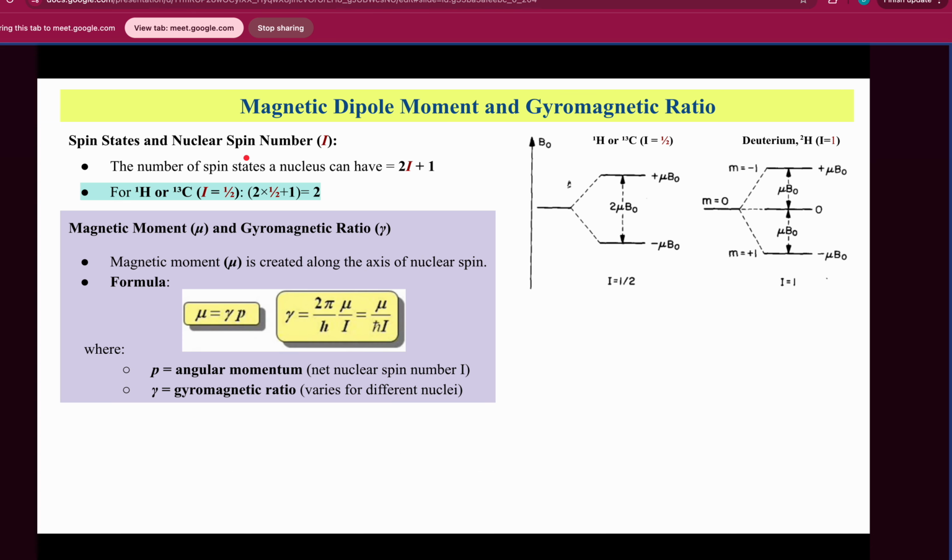Now, spin states and nuclear spin number. The number of spin states a nucleus can have is equal to 2I plus 1, where I is the nuclear spin number. For example, in the case of hydrogen and the carbon-13 isotope, I was half. We have already seen in the table the spin of different elements, and hydrogen and carbon had a spin of half. In such scenarios, the number of spin states will be 2 into half plus 1, which is 2. So that means it will have 2 spin states.